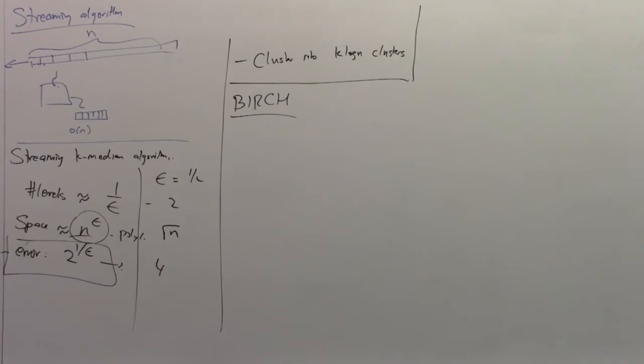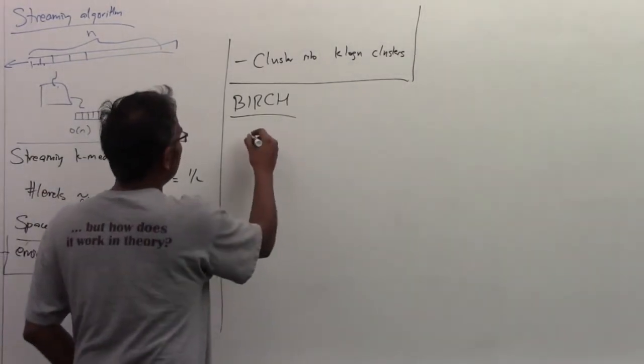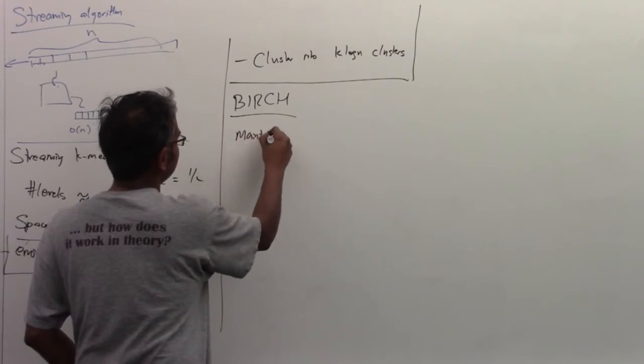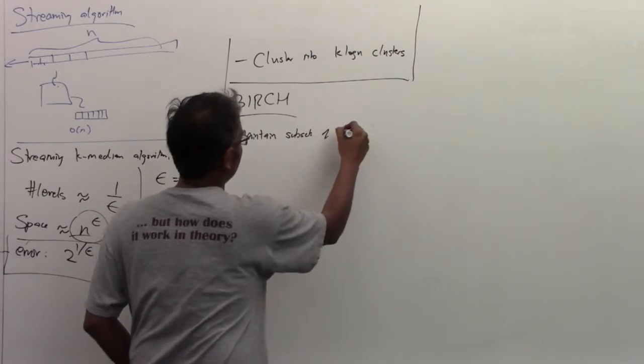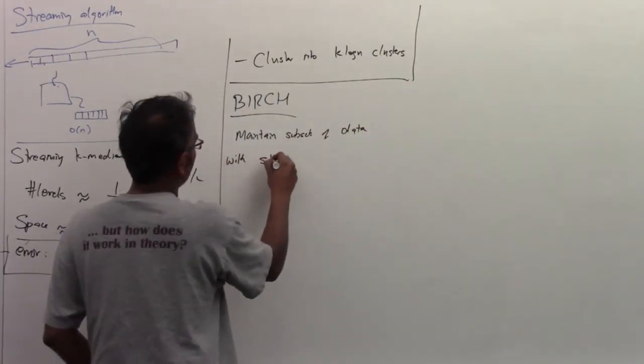So if you didn't know anything about streaming, you didn't know anything about clustering and clusters, what would you try to do? And Birch is kind of the result of that. It was kind of a nice idea. And the idea was that what you wanted to do was maintain subsets of the data with short descriptors.